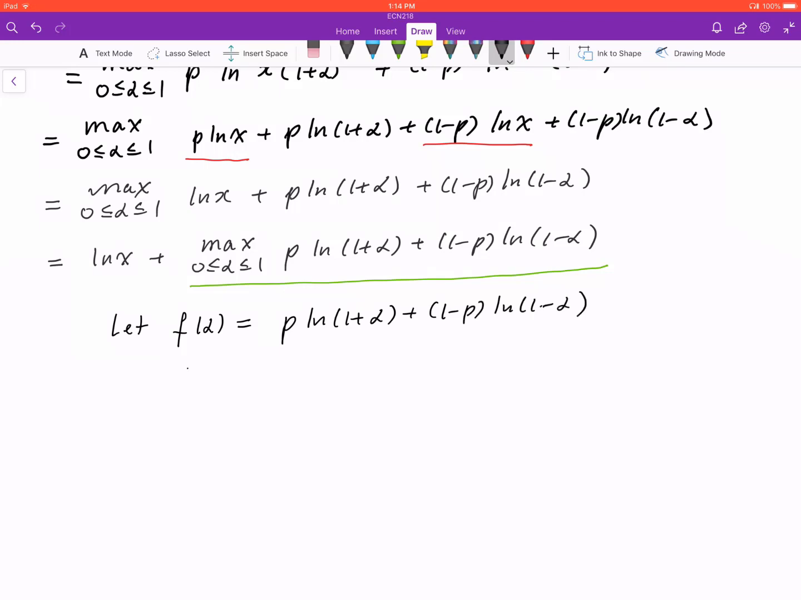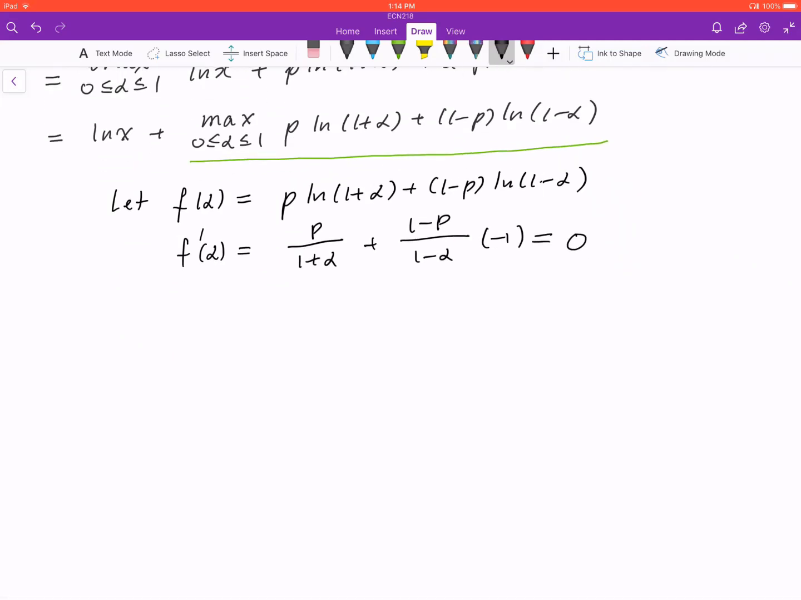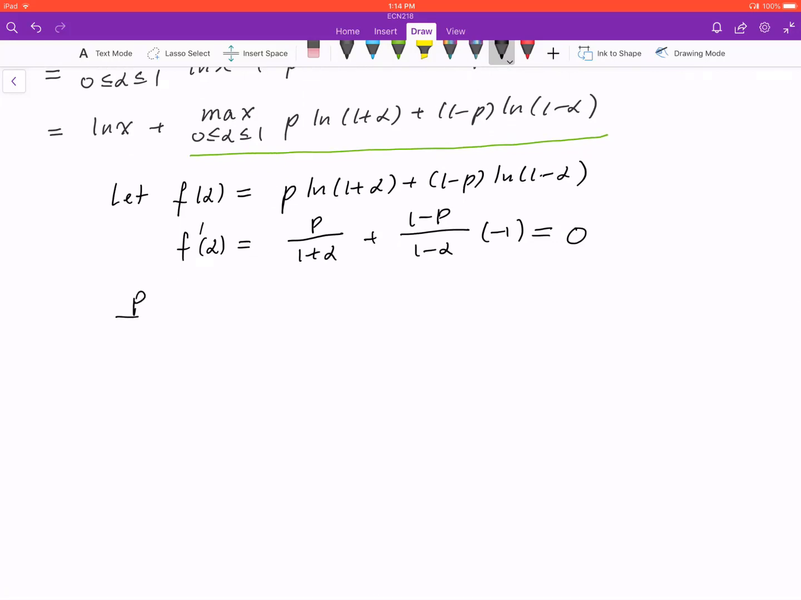Then we look at the first order condition and take its derivative. And we have 1 minus p over 1 minus alpha. Remember the chain rule, so we have a minus 1. And we set this to 0. We try to solve it, and based on experience, the fastest way is just to move the negative term to the other side. We also know this is the balance between betting $1 more or less.